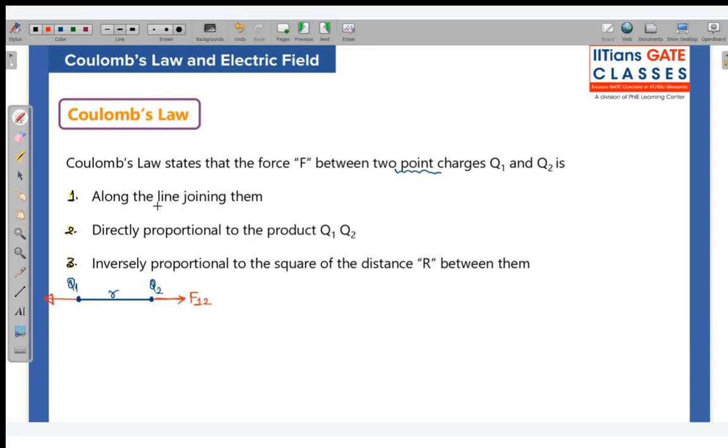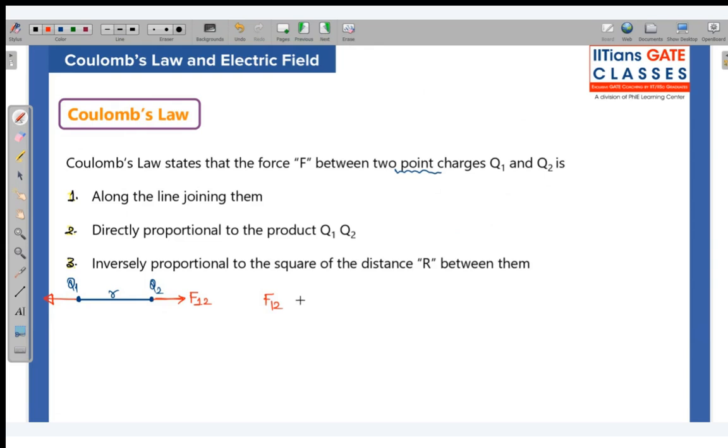Force F from 1 to 2, along the line joining, it is written, right? So you have to join the line from the charge due to which you want to calculate the force. So we want to calculate the force on Q2 due to Q1, meaning Q1 is exerting a force on Q2. So this is represented as F12.